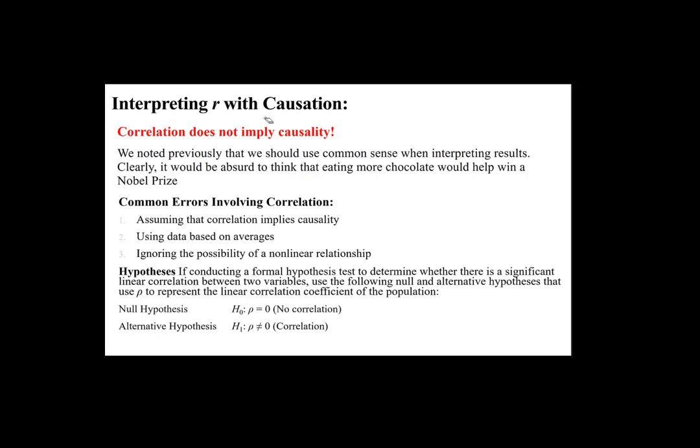Finally, hypothesis. Could somebody read that for us? If conducting a formal hypothesis test to determine whether there is a significant linear correlation between two variables, use the following null and alternative hypotheses, using ρ to represent the linear correlation coefficient of the population. Thank you so much, Malia. So remember, in short, when we reject H0, that means there is a correlation.